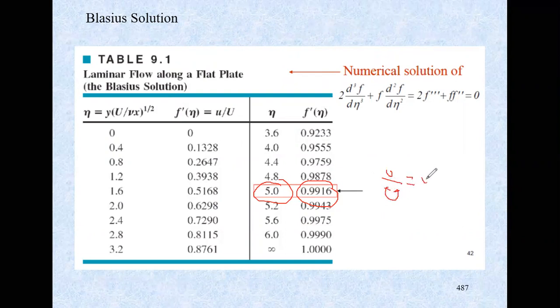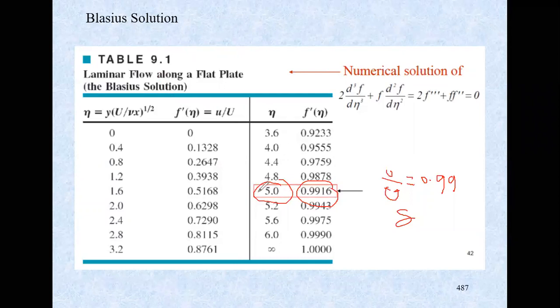It's equal to 0.99 over here, which means this is where you have delta, because delta, or the boundary layer thickness, occurs when u is equal to 0.99 of the free stream velocity. At this particular value, you have the boundary layer thickness. Okay, so what's the boundary layer thickness then?